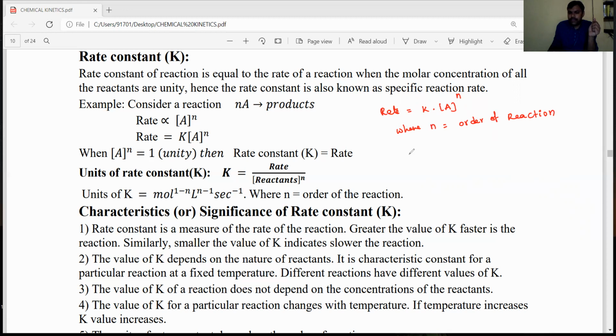Now K is equal to the rate divided by the concentration of A to the power of n. Then we need to discuss the units for K. What are the rate units, dear students? The rate units are nothing but mole per liter.